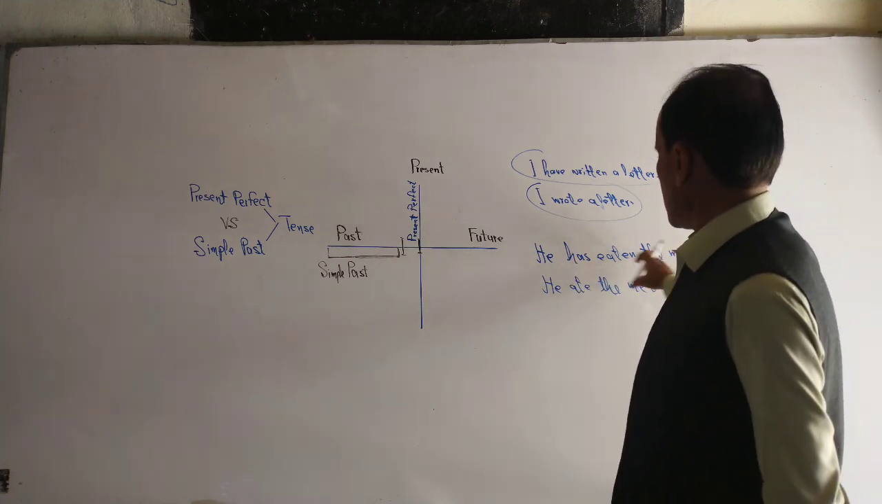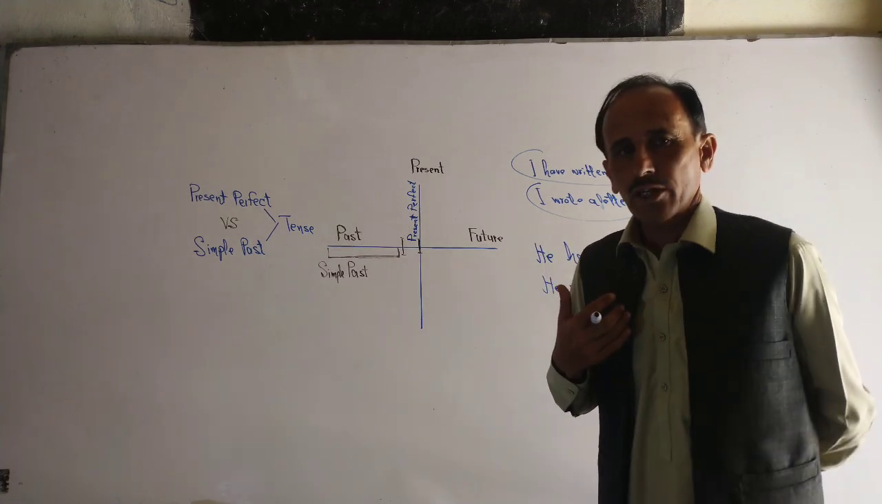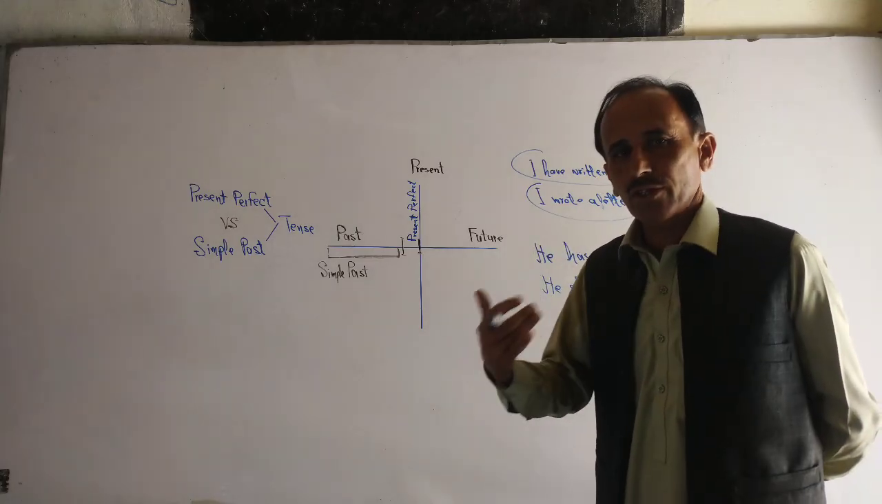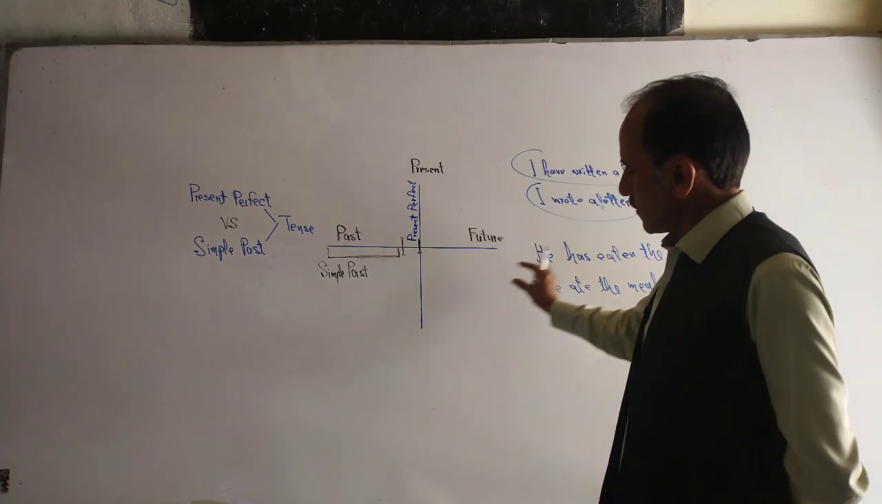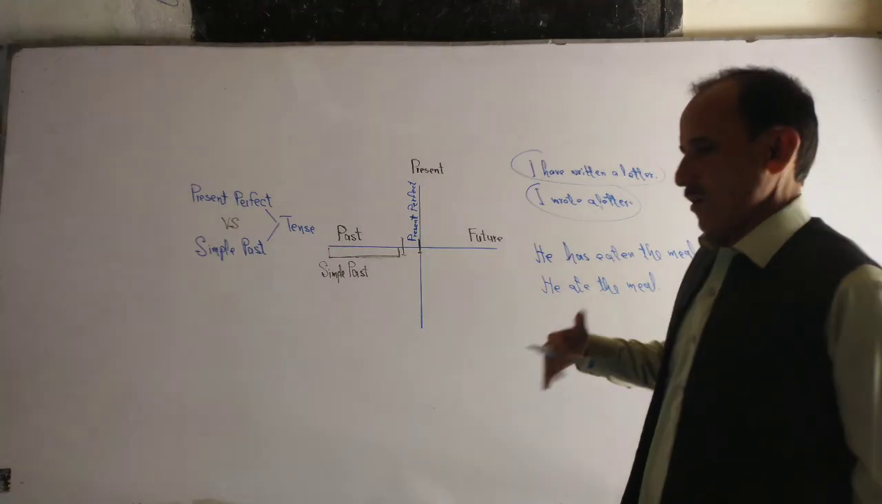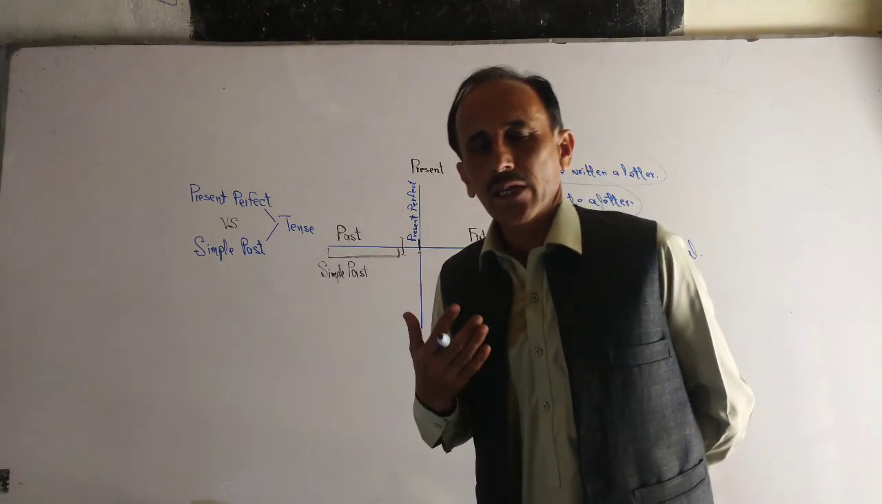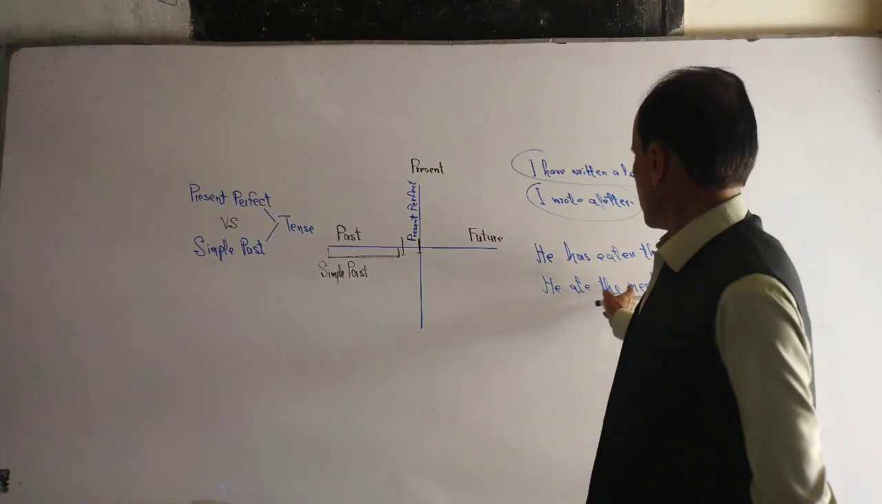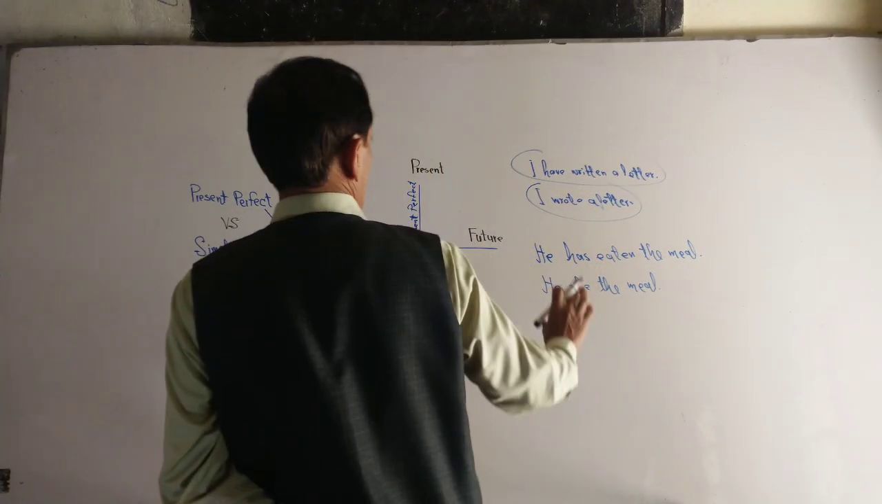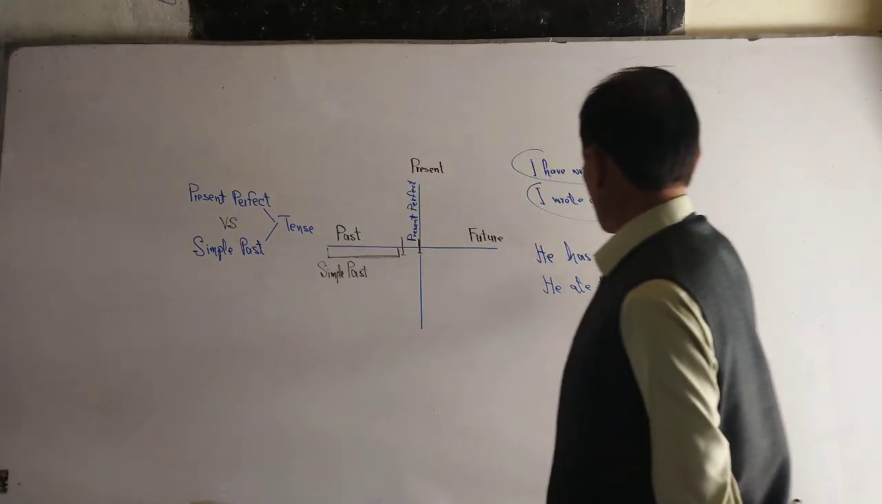He has eaten the meal. When I am talking about an action that has happened just before this time, he has eaten the meal before this time. He ate the meal for a long time. We can use a long time ago with ate the meal. So these are the affirmative sentences or positive sentences.